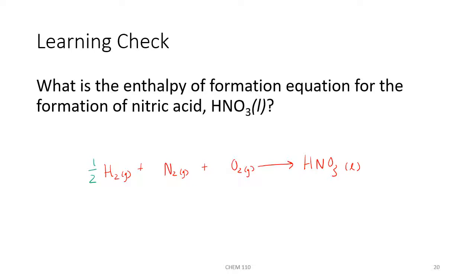Same thing with our nitrogen. We have 1 nitrogen on the right and 2 on the left. So if we list 1/2 in front of it, that'll be balanced. And we have 3 oxygens on the right and we only have 2 on the left, and we want them to be the same. So we can list 3/2 out in front of our oxygen. This would be our enthalpy of formation equation for forming 1 mole of our nitric acid from elements in their most stable standard states.